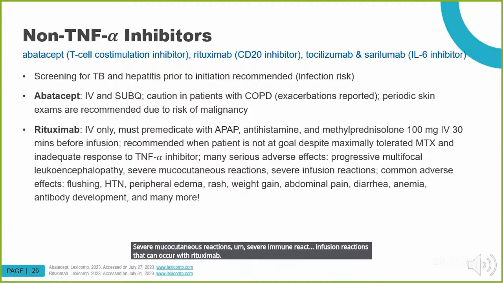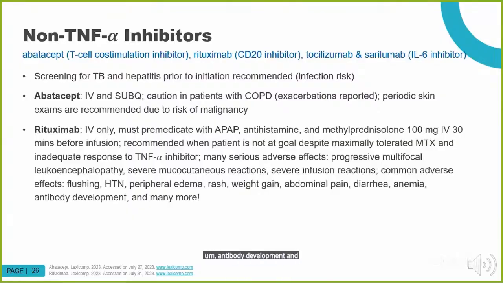Some common side effects with this drug include flushing, hypertension, peripheral edema, rash, weight gain, abdominal pain, antibody development, and many different other common side effects.